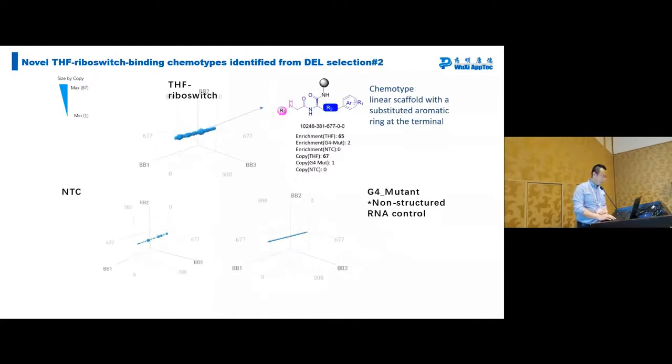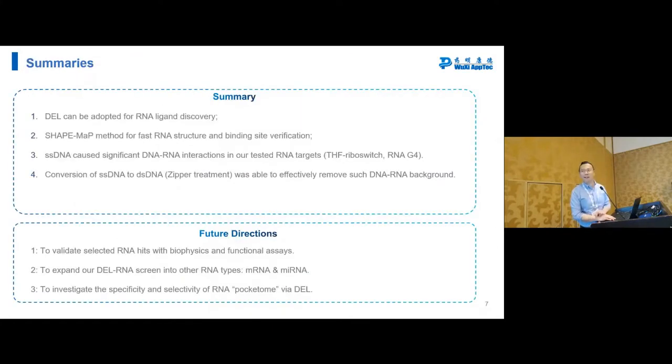This is just another example showing that in another library, we can identify different scaffolds as well. So this comes to the summary of my presentation. We demonstrated that DEL can be adopted for RNA ligand discovery. We use the SHAPE-MaP method for fast RNA structure verification. We observed strong single-strand DNA and RNA interactions in our tested RNA targets. And with this zipper method, after we convert the single-strand DNA to double-strand DNA, we can effectively remove this background.